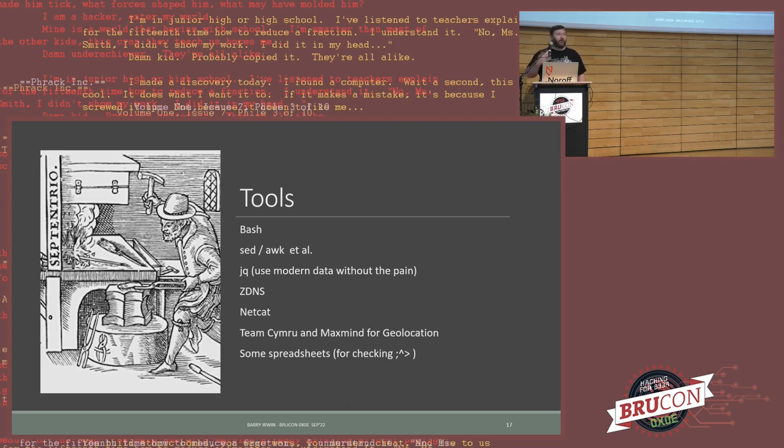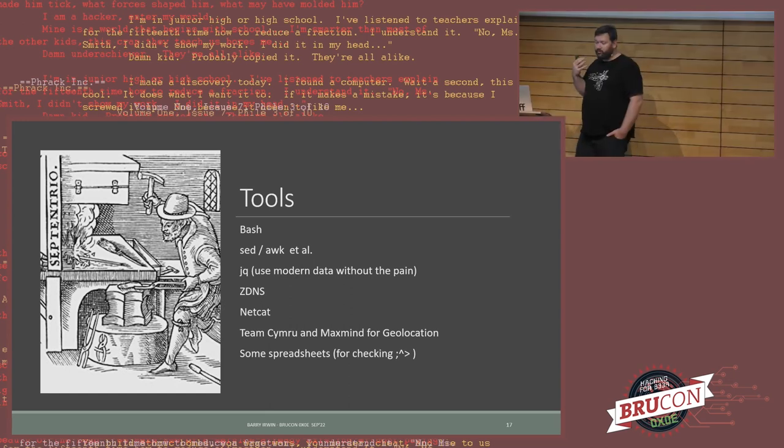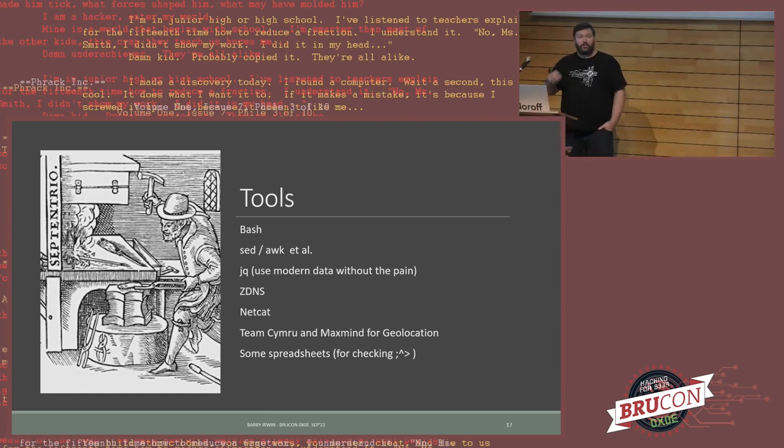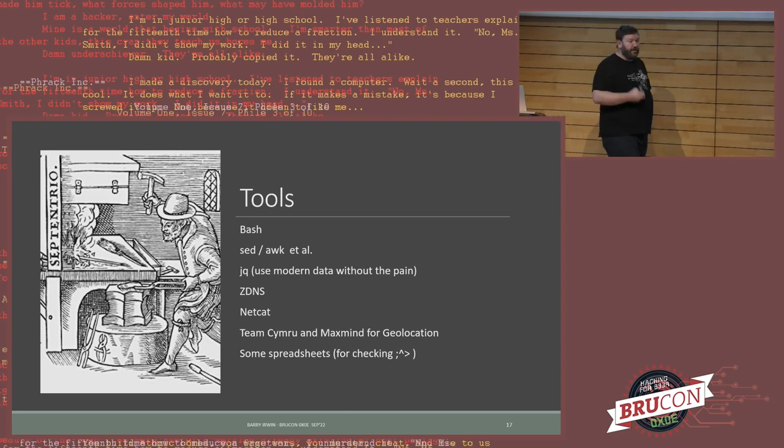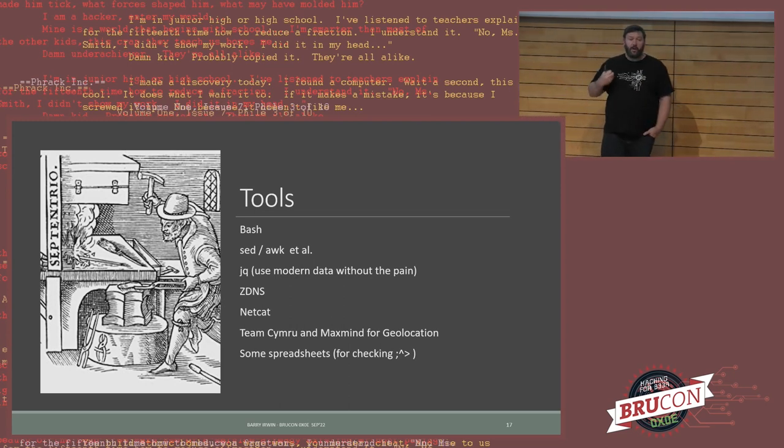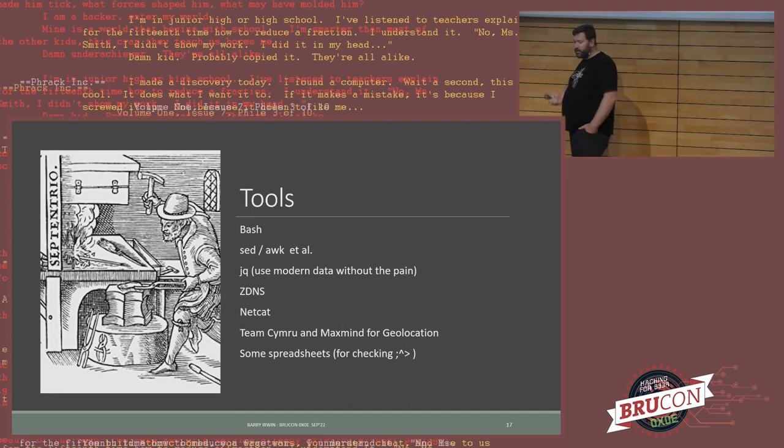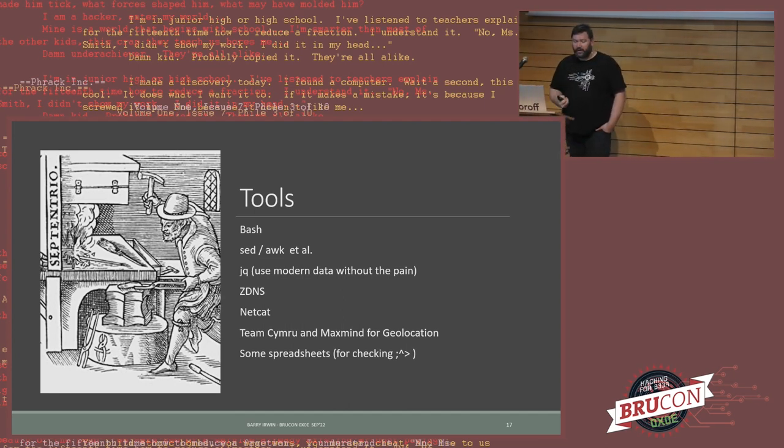They're designed to work with plain textual data. They're possibly not the fastest, but they were the fastest in terms of development. JQ, a lot of credit needs to go to that, being able to parse and work with the JSON files. ZDNS for doing the resolution. Netcat was used for some various bits of testing, as well as for building some raw queries for doing whois, for doing some of the enrichment data.